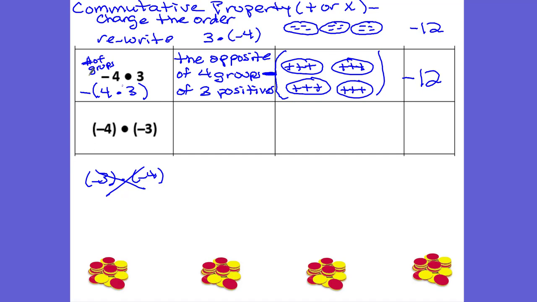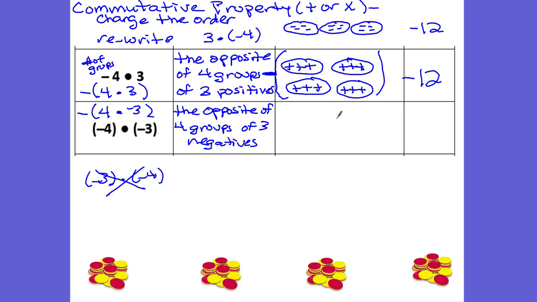So instead, we're going to do what we did here, and we're going to take out this opposite, this negative sign, and rewrite our expression. Take out the opposite, and it's going to be 4 groups times negative 3 inside the parentheses. So now we're saying that we want the opposite of 4 groups of 3 negatives. And now we're ready to go ahead and model it.